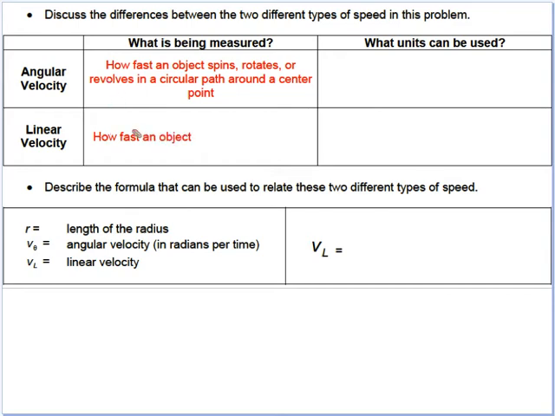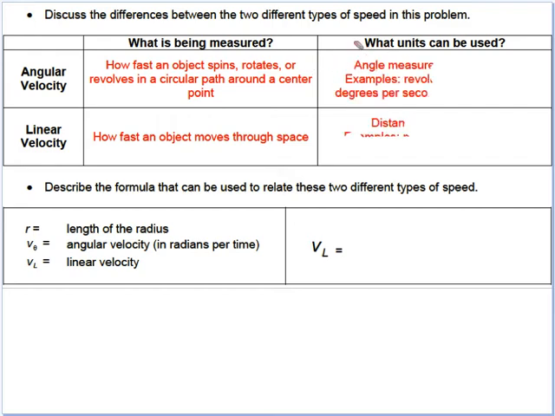Linear velocity is how fast an object moves through space. When we were tracking how fast the Earth rotated around the sun, that would be the linear velocity, how fast it was moving through space. With angular velocity, you want to use angle measurements per units of time. Sometimes you'll get revolutions per minute, sometimes degrees per second or radians per hour.